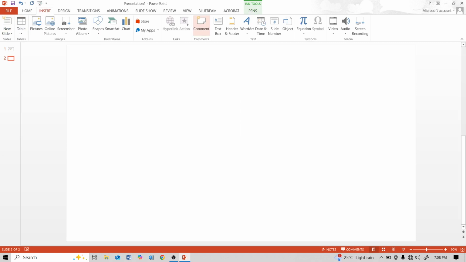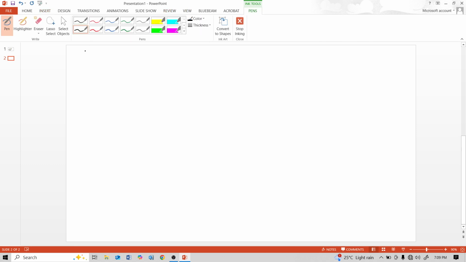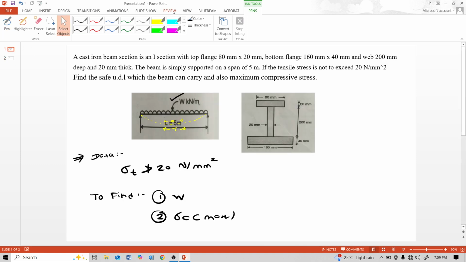Step 1 is to calculate the position of the neutral axis, denoted as y bar. Let us denote this bottom flange as 1, web as 2 and top flange as 3.